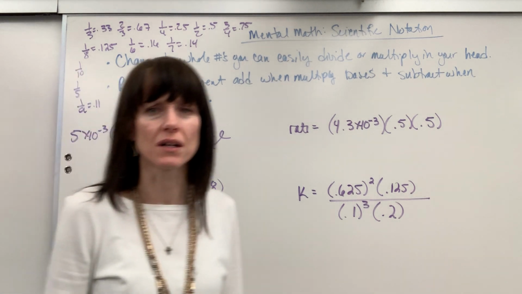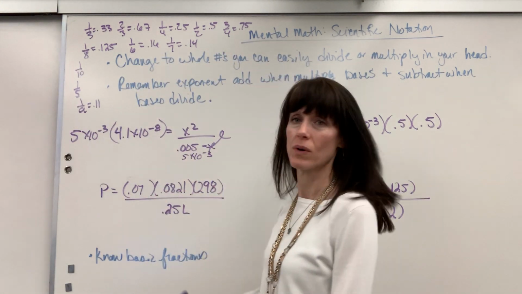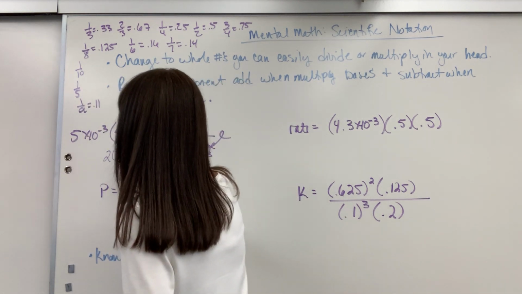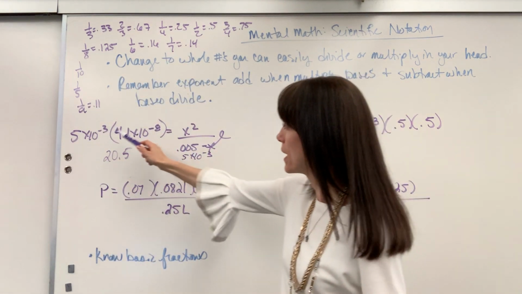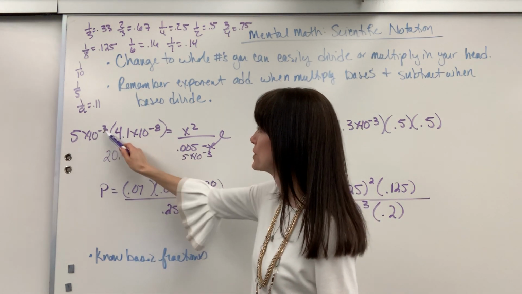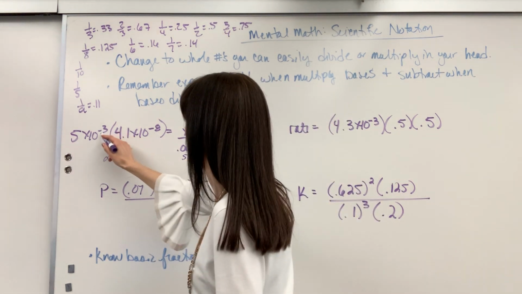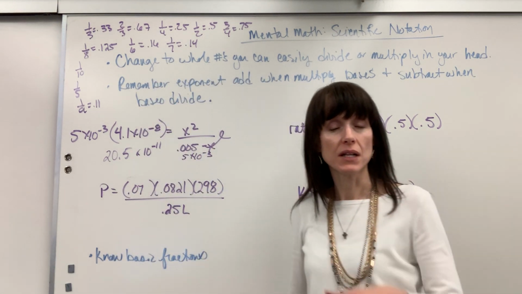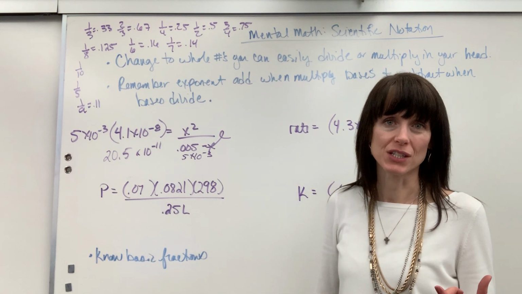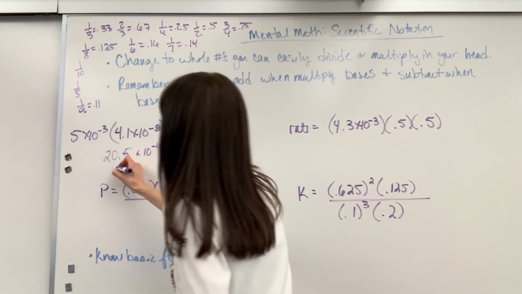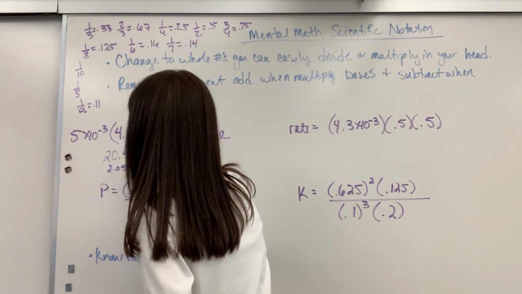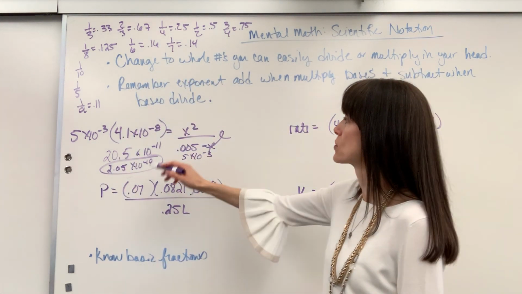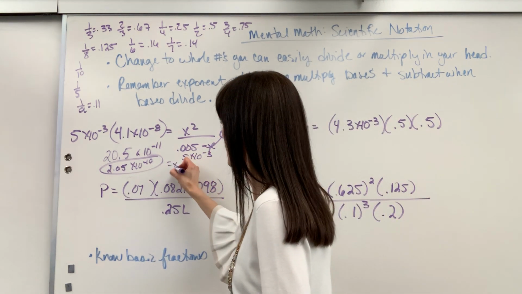Oh, that is so much easier. What's 5 times 4.1? Well, 5 times 4 is 20. If you want to get fancy, 5 times 0.1 is 0.5. Now, our exponents. I multiplied, so you add the exponents. So that's going to be minus 3 plus minus 8. It'll be 10 to the minus 11. And then clean it up just a little bit. We want to write scientific notation with a ones place. So this would be 2.05 times 10 to the minus 10. And that's the actual answer. That's going to equal x squared.